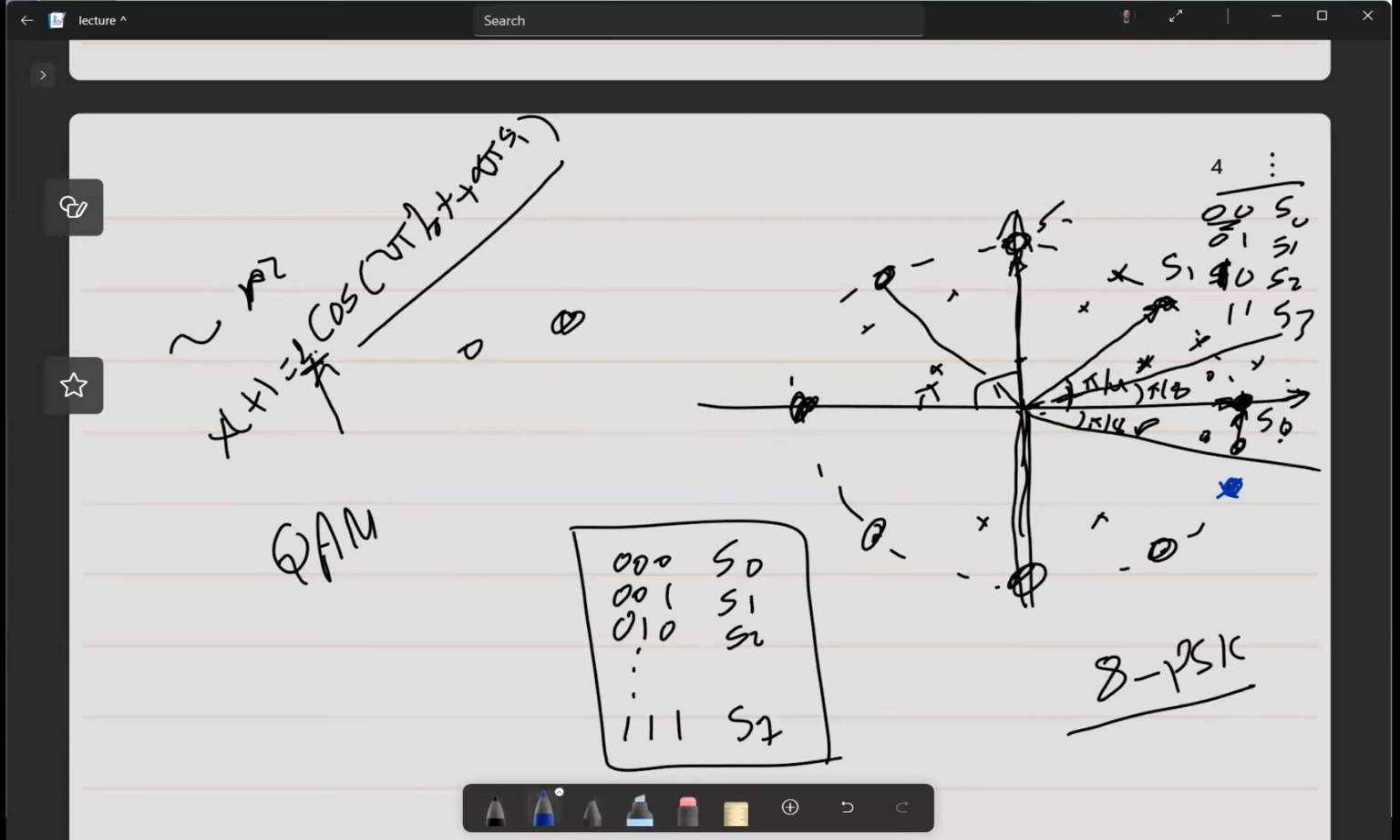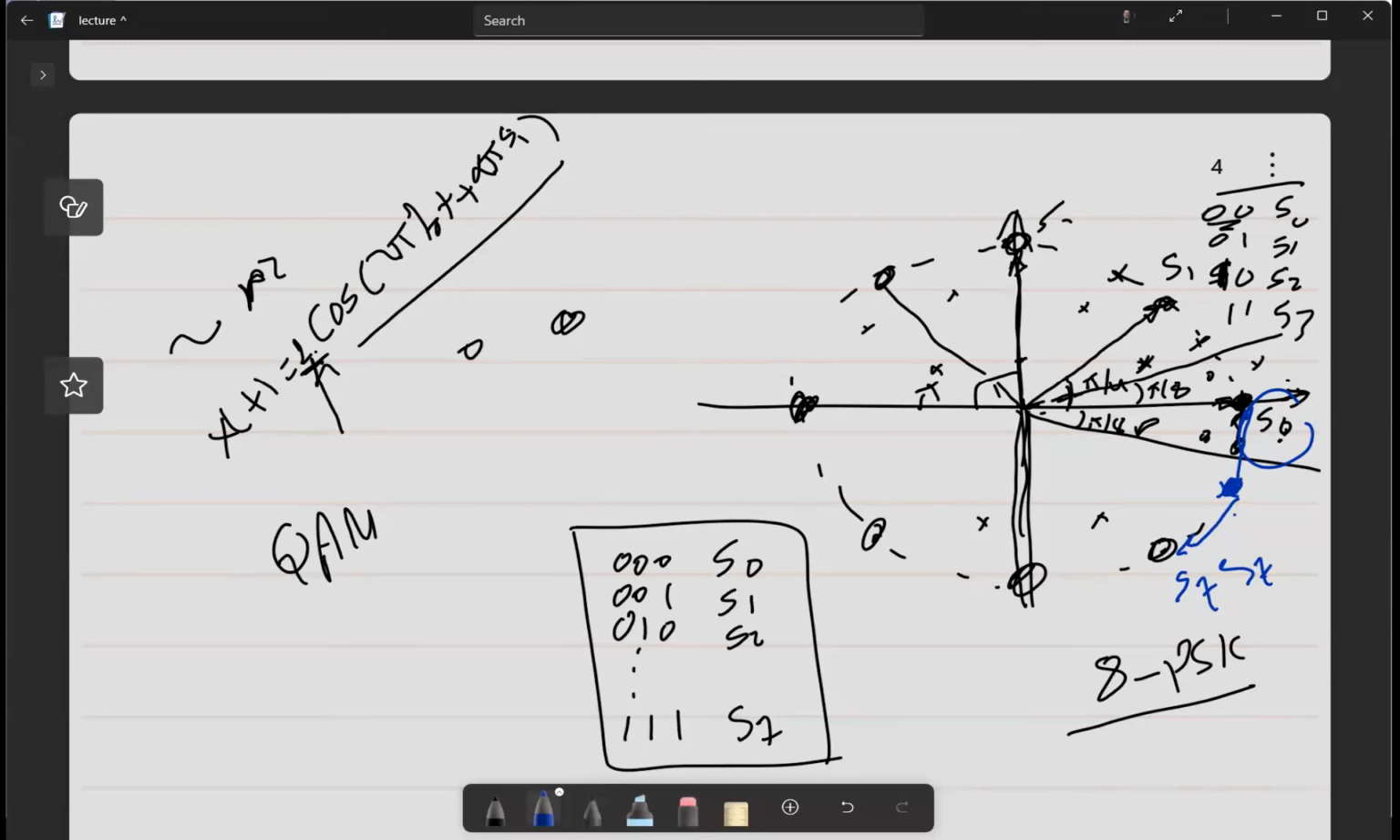Okay, so if it was received here, your receiver will measure the distance between this received signal and S0, and to here, which is, for example, S7. This signal here is actually closer to S7 than S0. Then your receiver will decide that this signal is S7, but actually it was S0. Because of that, we will have error. In digital communication, we will have error.